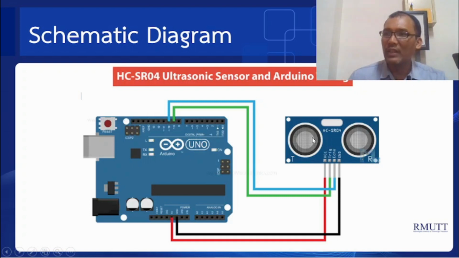Okay, for the schematic diagram, I follow this schematic diagram. So the VCC goes to 5 volt at the Arduino port, and then the ground is connected to the ground, and the trigger pin in the sensor I connected to port number 9, and then the echo goes to pin number 10.